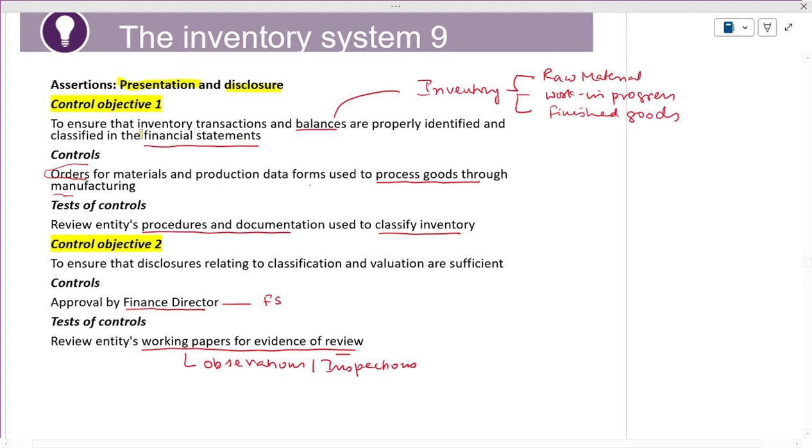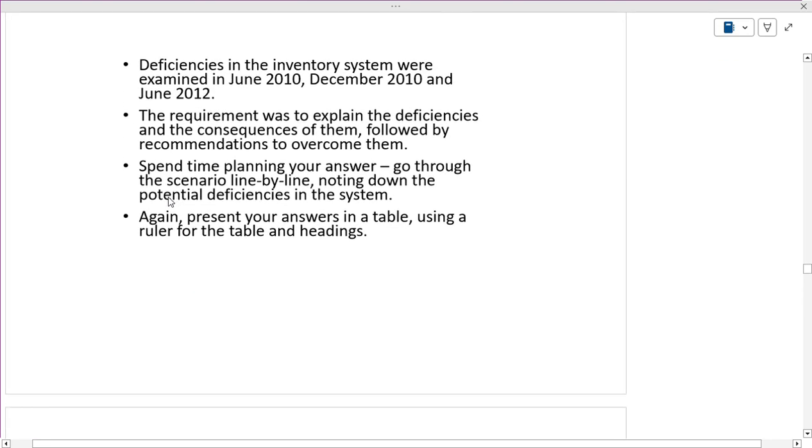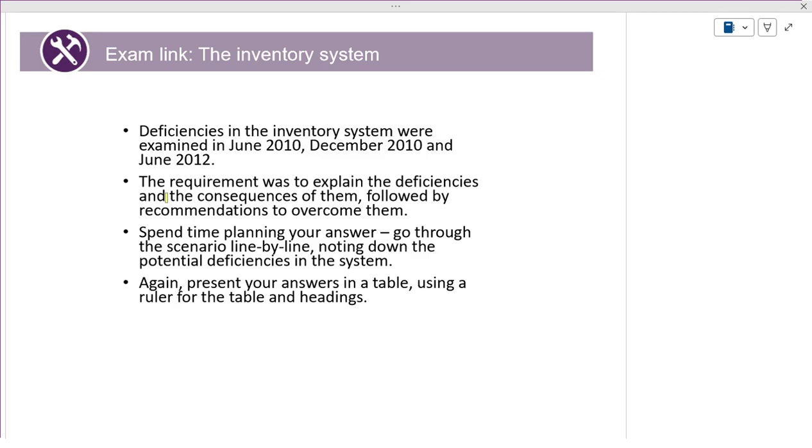Now, they have given a small question. They have not given the details. We will do this when it comes. Deficiency in the inventory system is examined many times. Their requirement was to explain the same thing: deficiencies, consequences and recommendations. Spend time planning your answer. Go through the scenario line by line, noting down the deficiencies. Also present your answers in a table. Fine. We will do these questions.